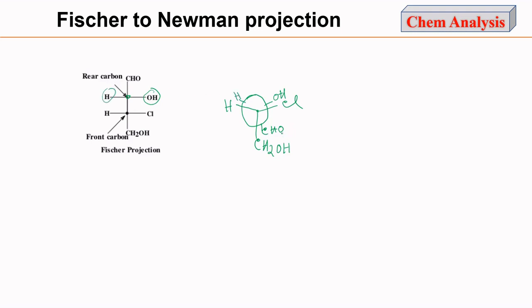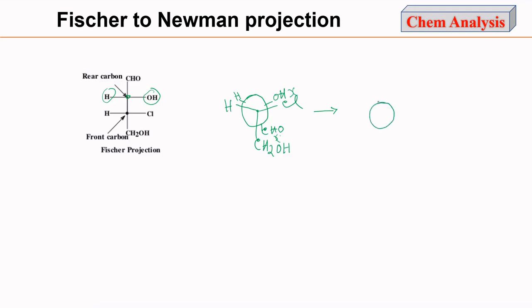Now, this structure is not stable enough, since there will be steric repulsion between this OH and the chlorine atom since they are eclipsed, and there is also steric repulsion between the CHO group and the CH2OH group since they are eclipsed. So in the stable conformation, the CHO and CH2OH groups will be anti-oriented, and similarly it will try to orient the OH and Cl atoms as far apart.